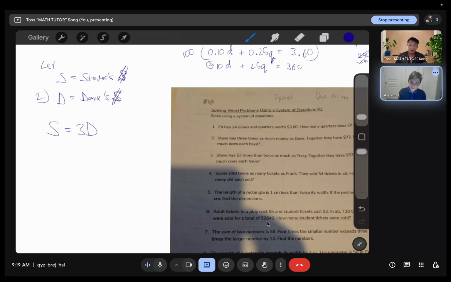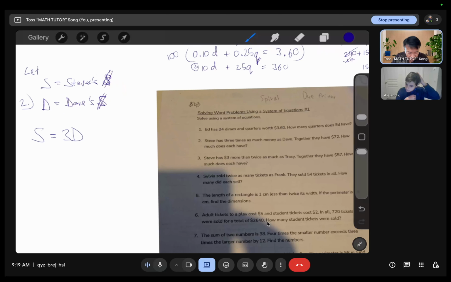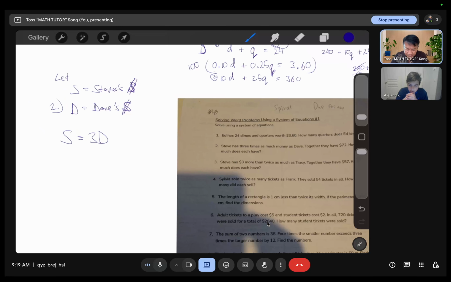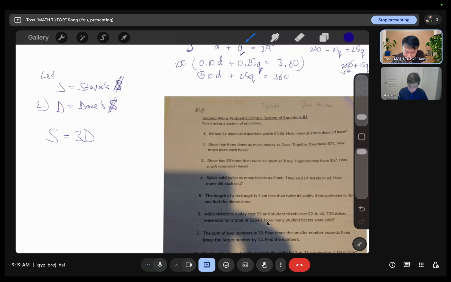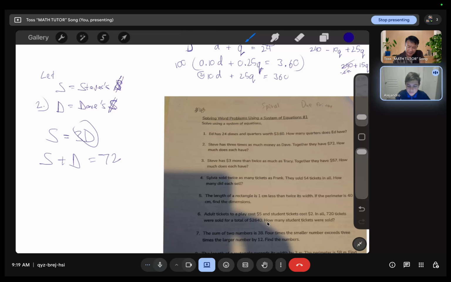Just interpret it verbatim, word for word. And then together they have 72. Okay, how would you write that? S plus D equals 72. That's it. This is perfect. From here I think you're good. Plug it in there. It'd be 3D, and you combine: 4D equals 72. Divide both sides.